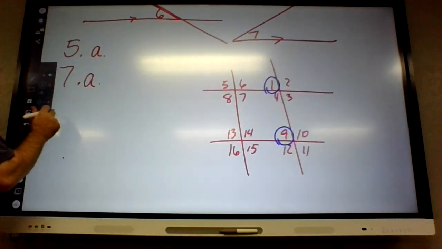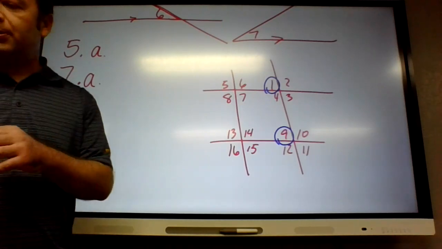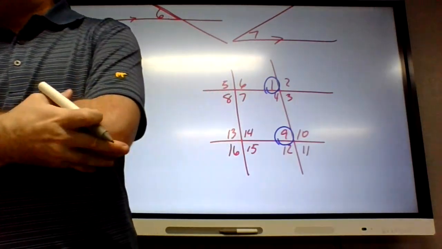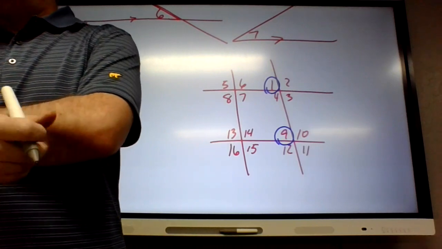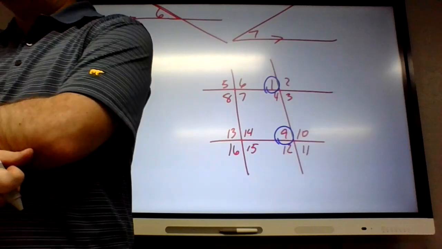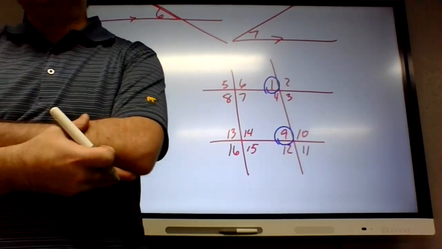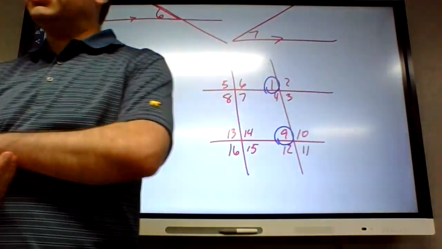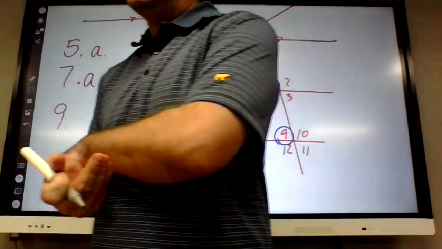Okay, anyways, on number 9, the directions are: which lines can be proved parallel for each given statement. Name the postulate or theorem, like corresponding angles are congruent, that kind of thing, that justifies the answer. Write none if there's not enough information to prove the lines parallel.